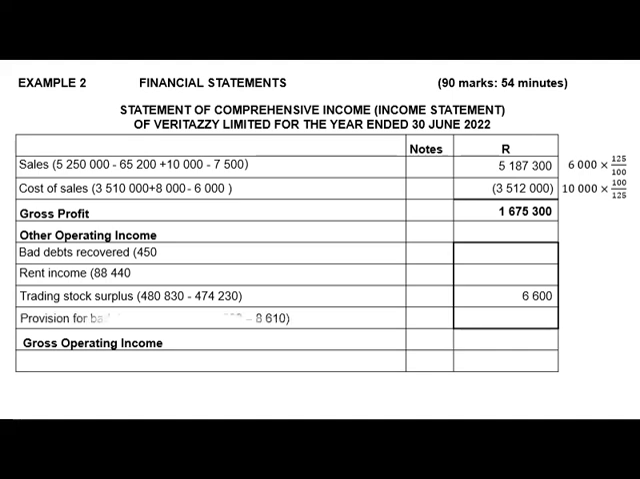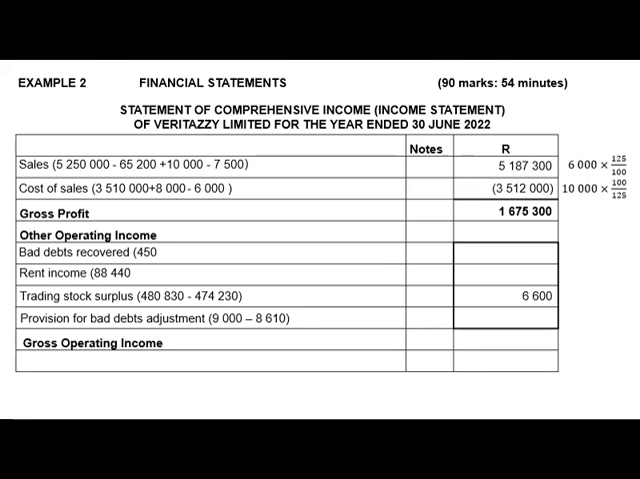Please don't forget to write the word adjustment, because when you write it as provision for bad debts, that is a foreign item. Provision for bad debts is recorded in trade and other receivables. Here you record the income or the expense. If it's income, you record it under other operating income as provision for bad debts adjustment. Even if it's an expense, you will record it under other operating expenses as provision for bad debts adjustment.